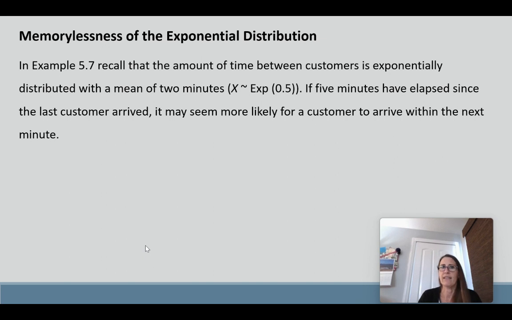So the memorylessness of the exponential distribution. In 5.7, that was the postal worker. The amount of time between customers is exponentially distributed with a mean of 2 minutes. If 5 minutes has elapsed, I don't think that's true, I think it was 4. If 5 minutes has elapsed since the last customer arrived, it may seem more likely for a customer to arrive within the next minute, okay?